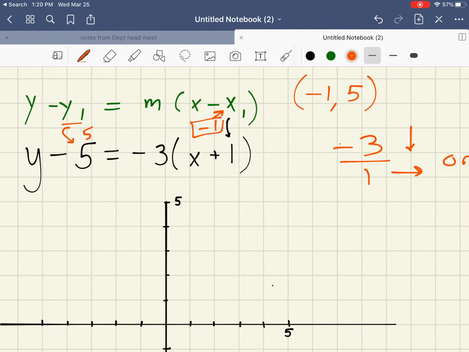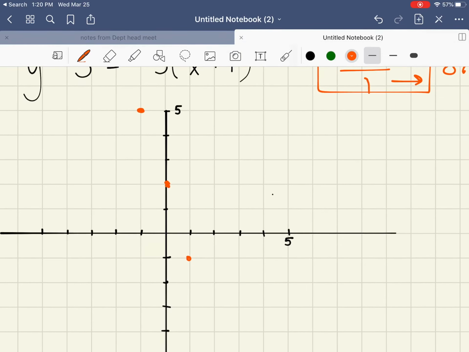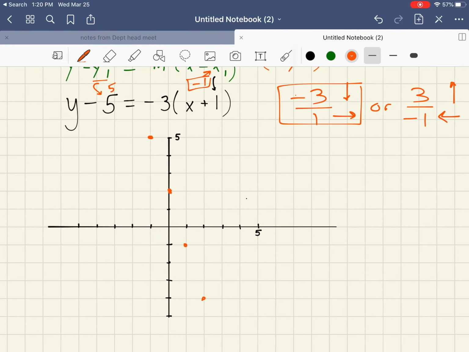So we're going to go right to -1, 5, and we're going to use our slope to get another point. So I'm going to go down 3, right 1, and I'm going to go down 3, right 1. I'm going to continue that pattern. It gives me 4 points. Connect them, and there's my line, point slope form.